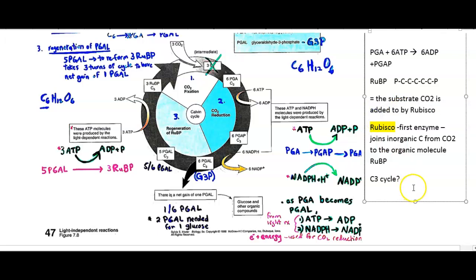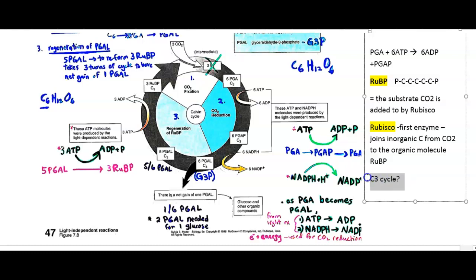That is the first enzyme that is going to join inorganic carbon from the carbon dioxide to the RuBP. So it is super important. If we did not have Rubisco, none of this would work. Without Rubisco, the entire Calvin cycle would not function. So RuBP, you should know that it has 5 carbons, and this is the substrate that Rubisco is going to add the carbon dioxide to.